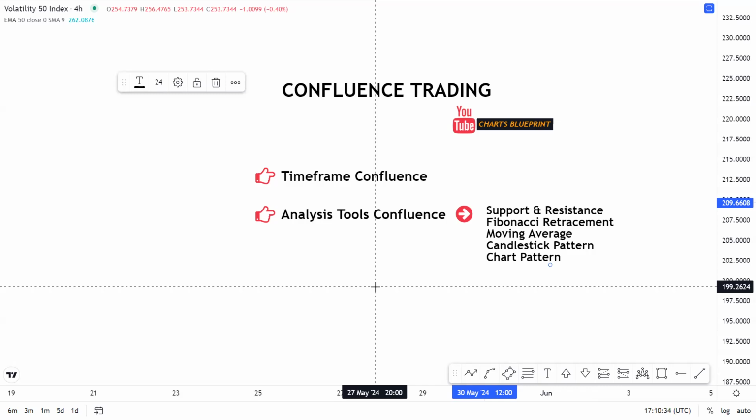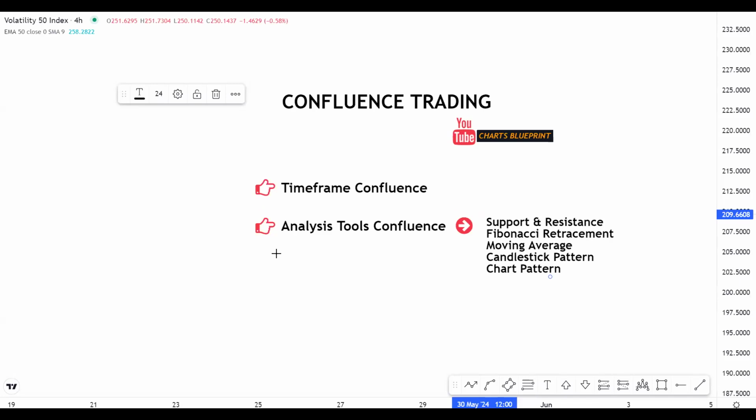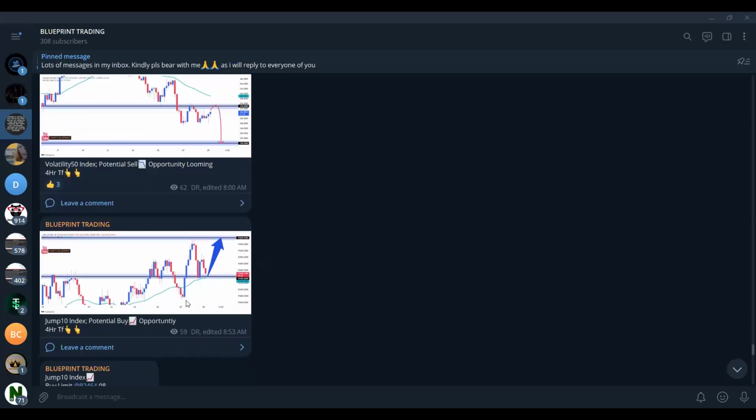on Jump 10 Index, currently running decent profits for a buy position, a total of 1 to 6 risk to reward, where we have our first level take profit target already hit for a 1 to 3 risk to reward.